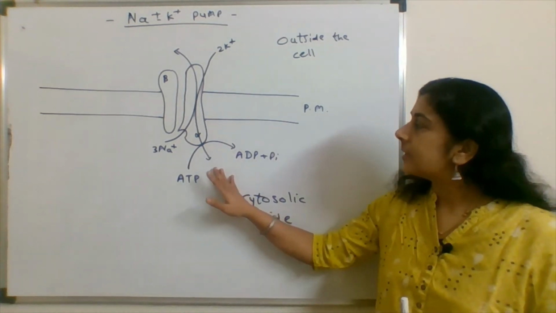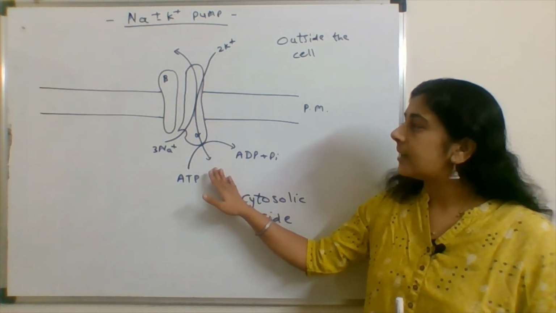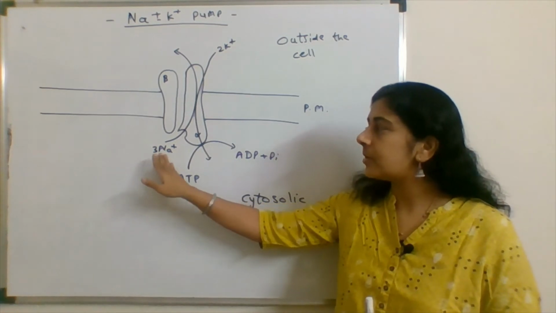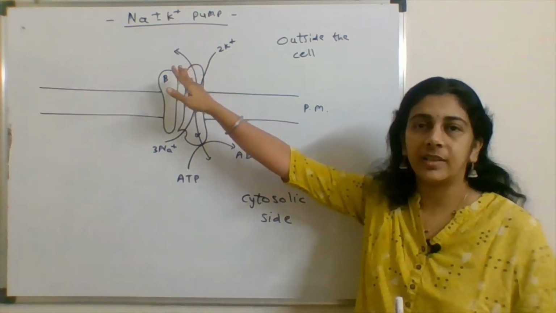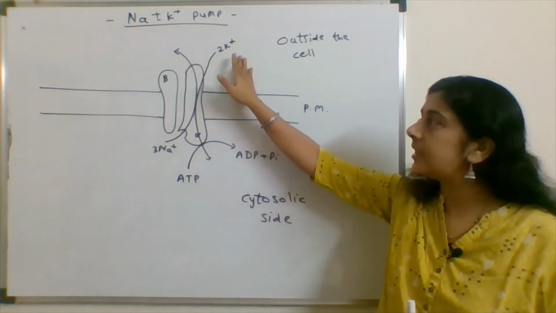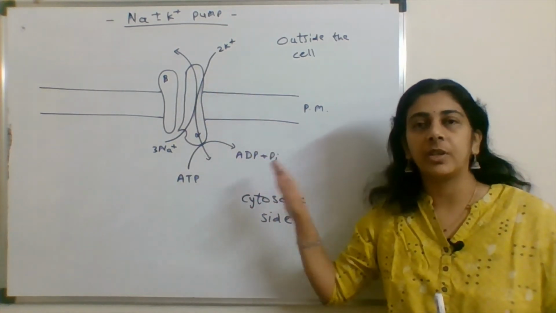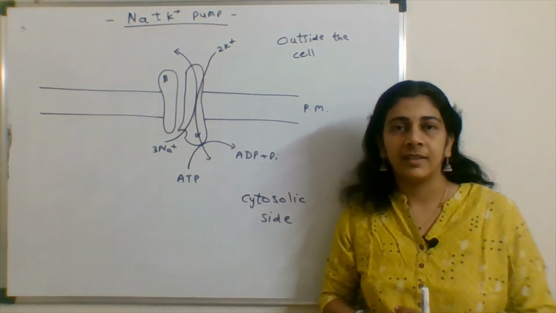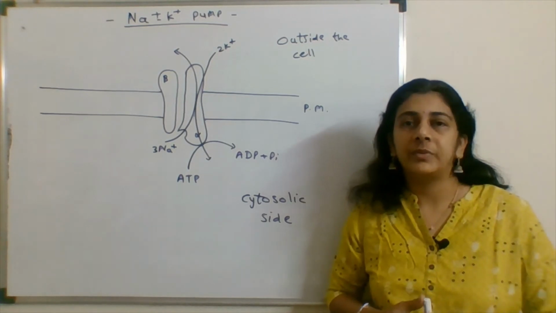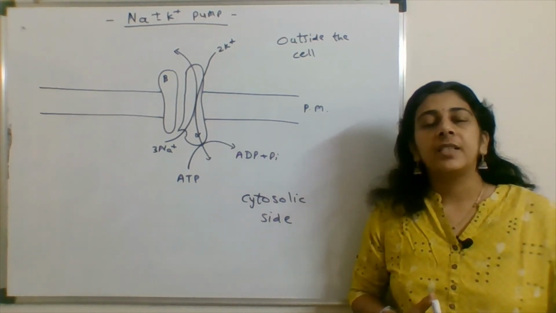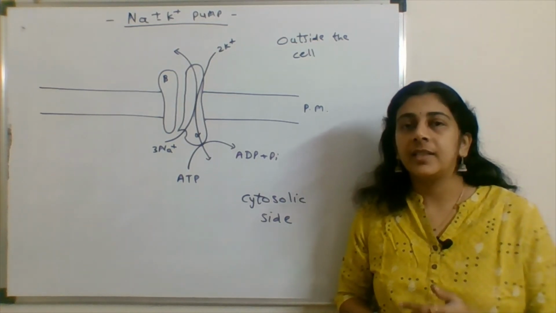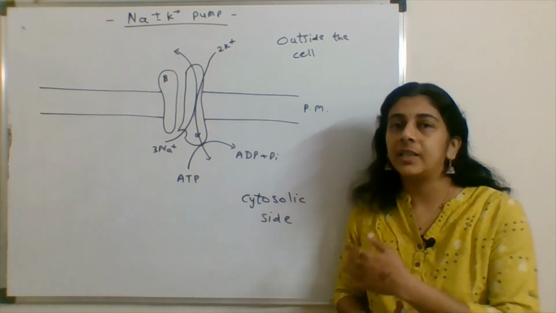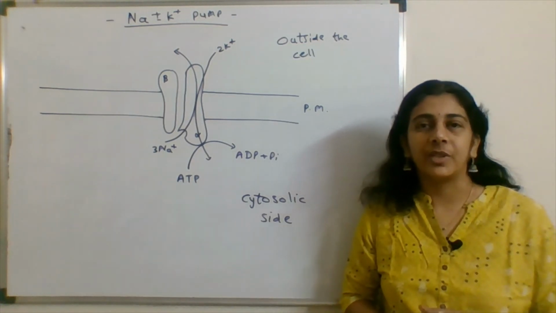So this is transporting 3 sodium molecules outside the cell against which it is taking 2 potassium molecules inside the cell. इस तरह से ये पंप वर्क करता है. Digitalis and Ouabain, these are 2 steroids which are inhibitors of this sodium potassium pump.